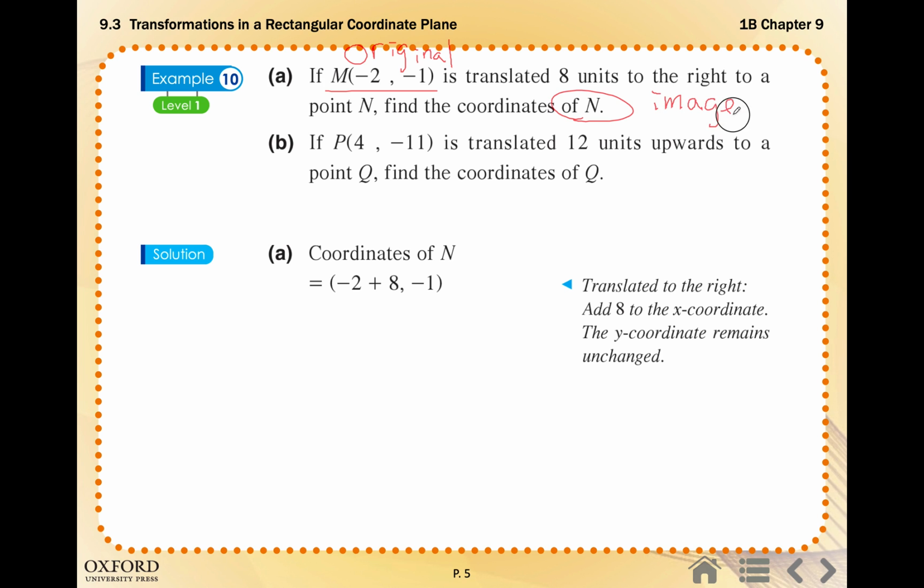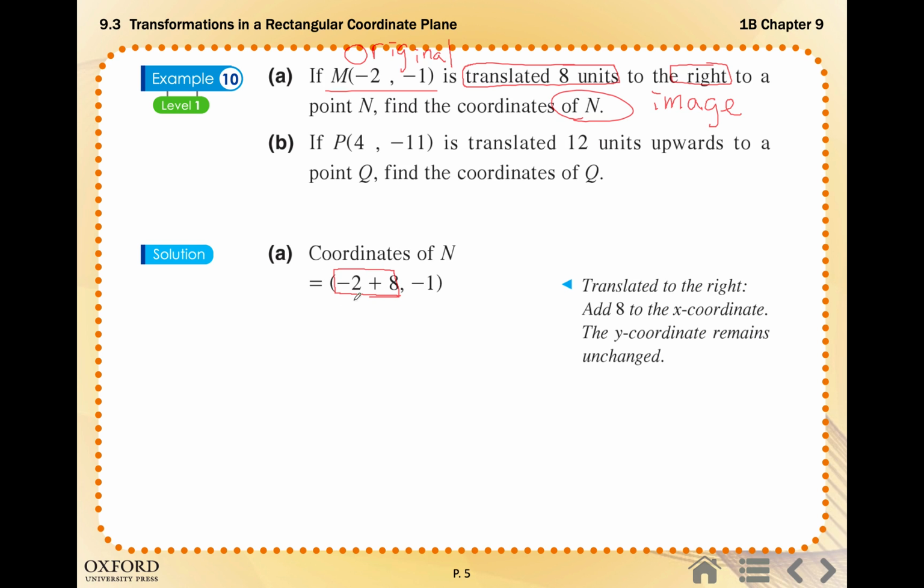Then for such a translation, we have to know the direction and the distance for the translation. You can see that it is translated 8 units. This is the distance, and also the direction is to the right. To the right, that means plus. And then we just need to change the x coordinate by adding 8. So the translation to the right means add 8 to the x coordinate only, but the y coordinate remains unchanged.